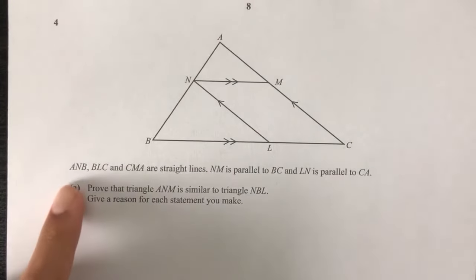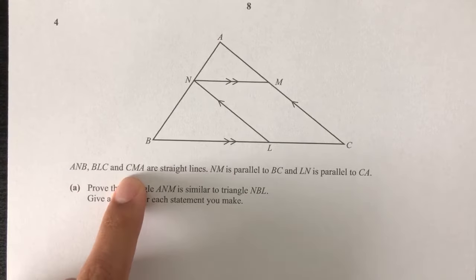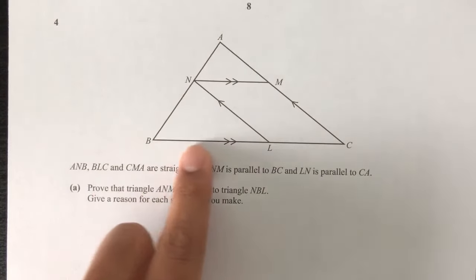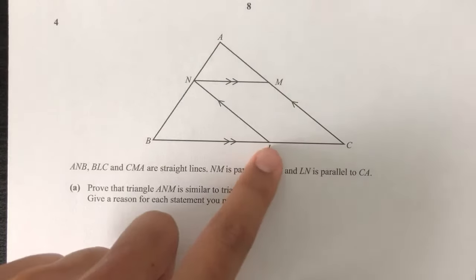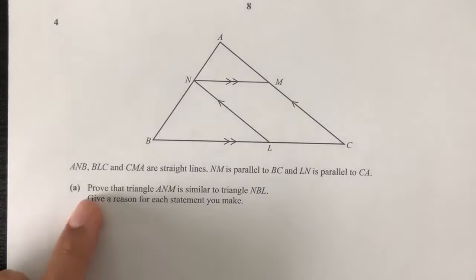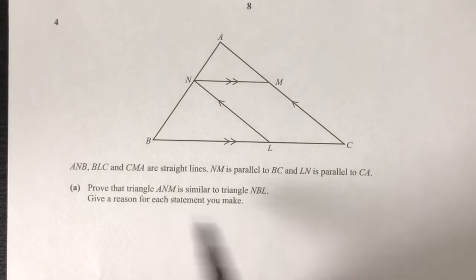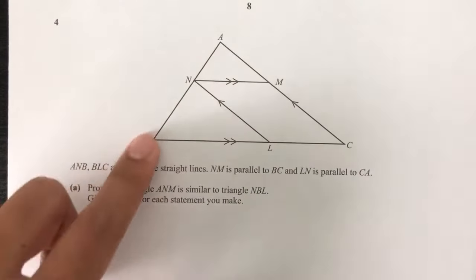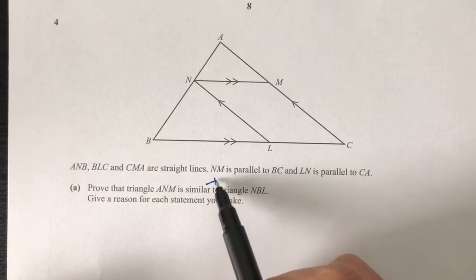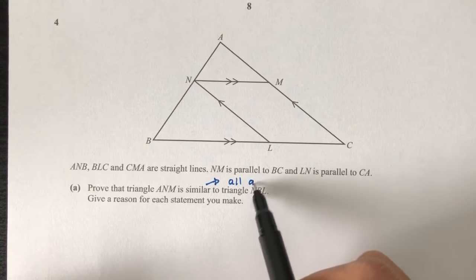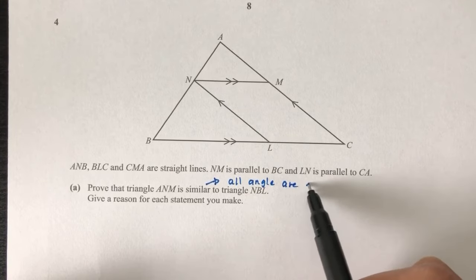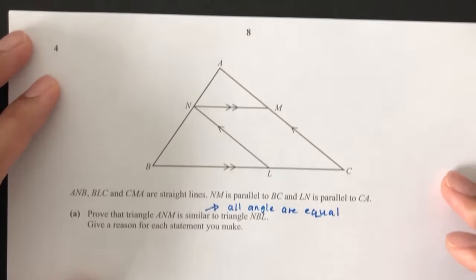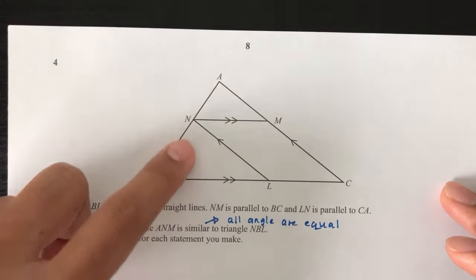Number 4, here we have A and B, BLC, and CMA are straight lines. Now we have NM, this line, is in the same direction as this line. Then we have LN, this and this are in the same direction. Now part 1, prove that triangle ANM, so this small triangle on top, is similar to triangle NBL. So how do you prove triangles are similar? You can prove that all the angles are equal. So by proving this, you prove that they are similar. Let's do one by one. So we have to prove this is similar to this.